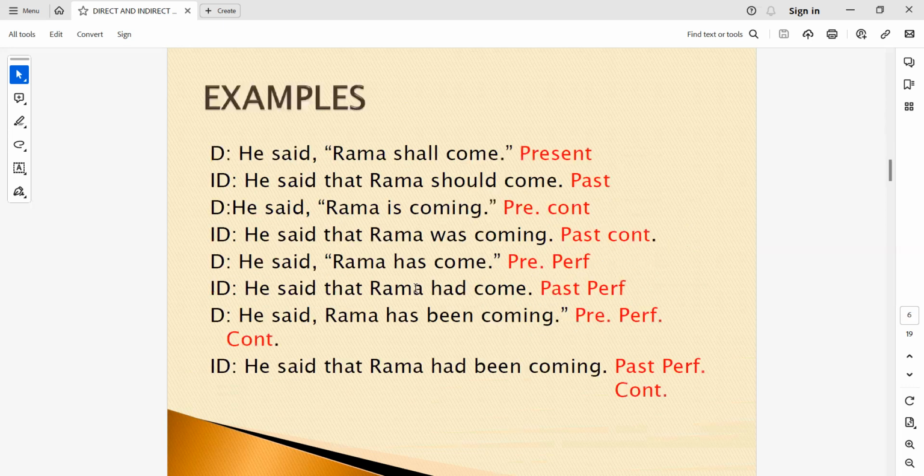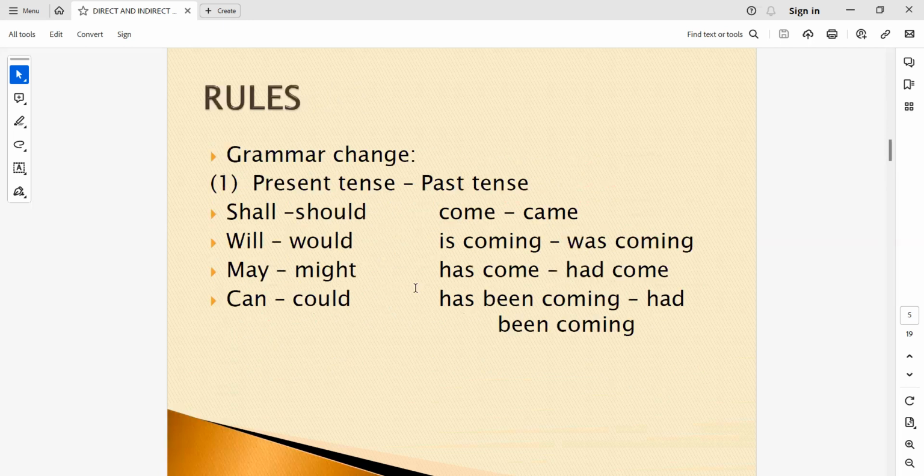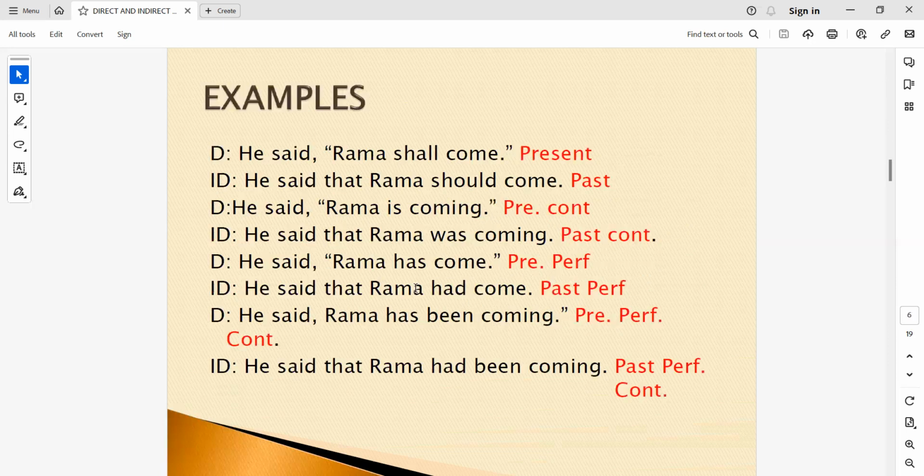To understand better and to work out this rule, some examples are given. The present tense in the reported speech must be changed into the corresponding past form. In other words, shall changes into should, will into would, may into might, and so on. When you look at the sentences, you can easily understand how the tense gets changed. I read a couple of examples.